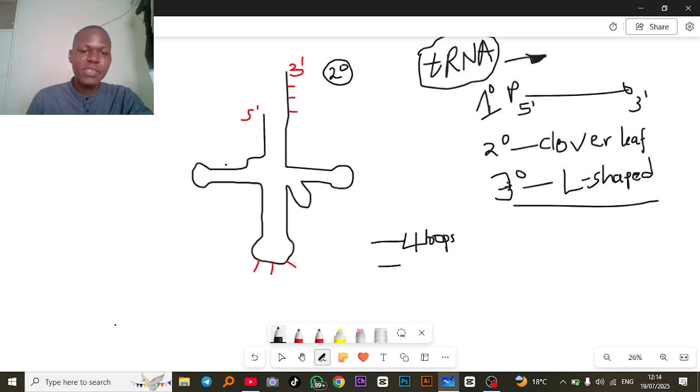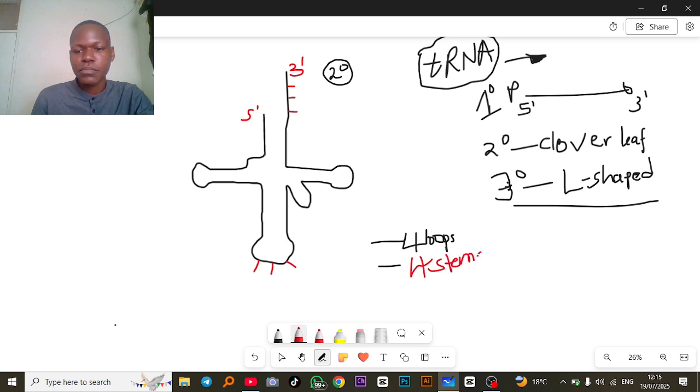Then we have these regions here where we see as if they are parallel sequences. These parts you're seeing here are called stems. So there are a total of 4 stems, as you can count with me: 1, 2, 3, 4. This is not a stem, this is a loop, just that I drew it as if it looks like a stem, but it's a loop as well. So we have 4 loops and 4 stems.